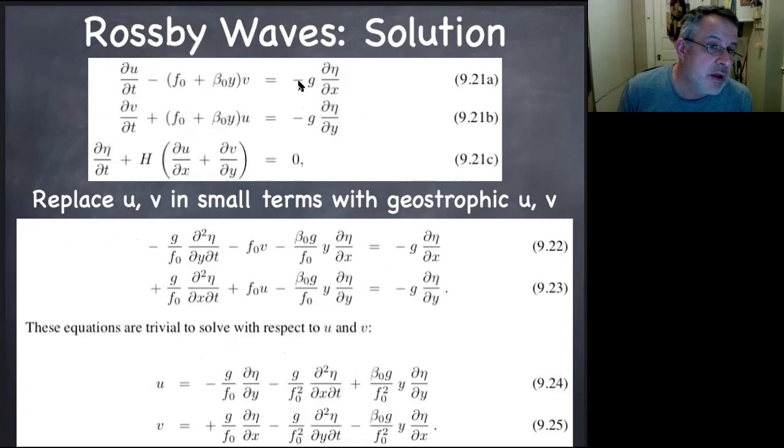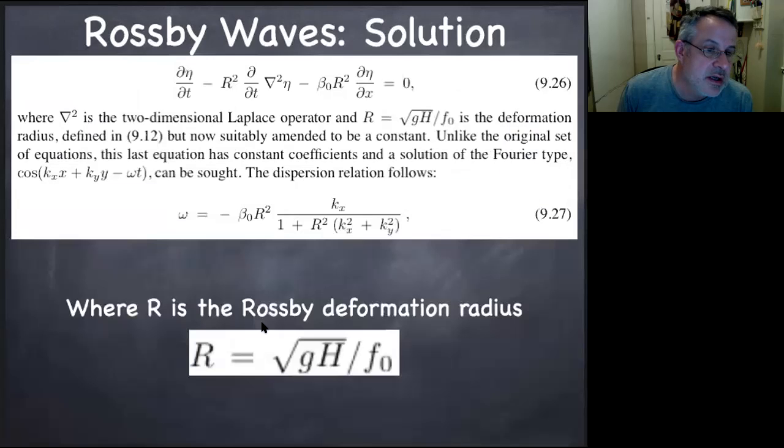That is with balancing f naught v against this side. You go through that extra step. Now you get something that's starting to look like a wave equation. You have to solve that wave equation for U and V, which is this, and then you find the dispersion relation, where the R is the deformation radius.